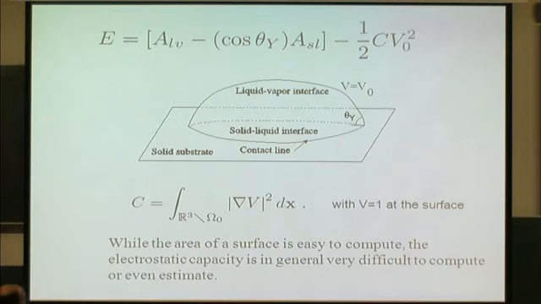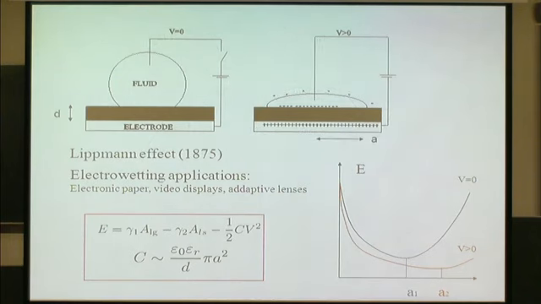Now, from the mathematical point of view, there is a difficulty here, which is that the surface area is easy to estimate for anybody, but the capacity is very difficult. Typically, if you want explicit expressions, there are no more than 5 to 10 bodies for which you can give a closed expression for the capacity, and even estimating it is a difficult problem. But nevertheless, because of the idea of Lippmann in 1875, you can give an estimate of the capacity by realizing that this drop together with the electrode forms something which is very close to a parallel plate capacitor.